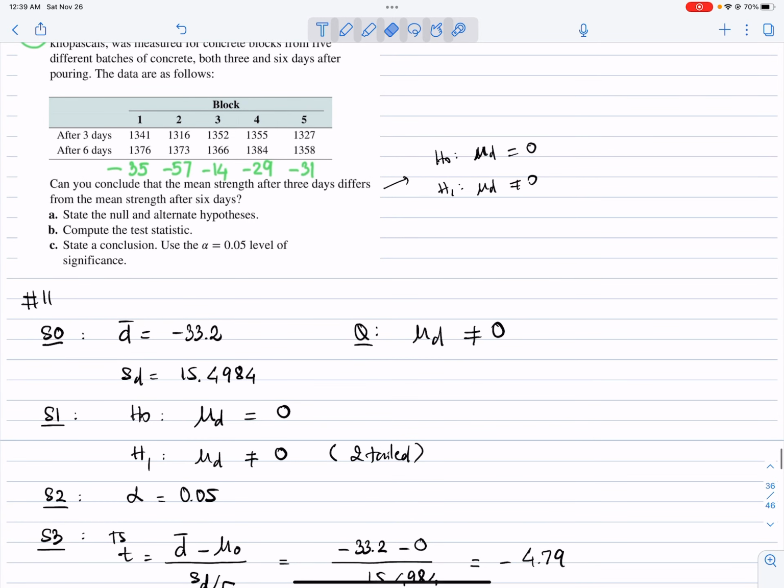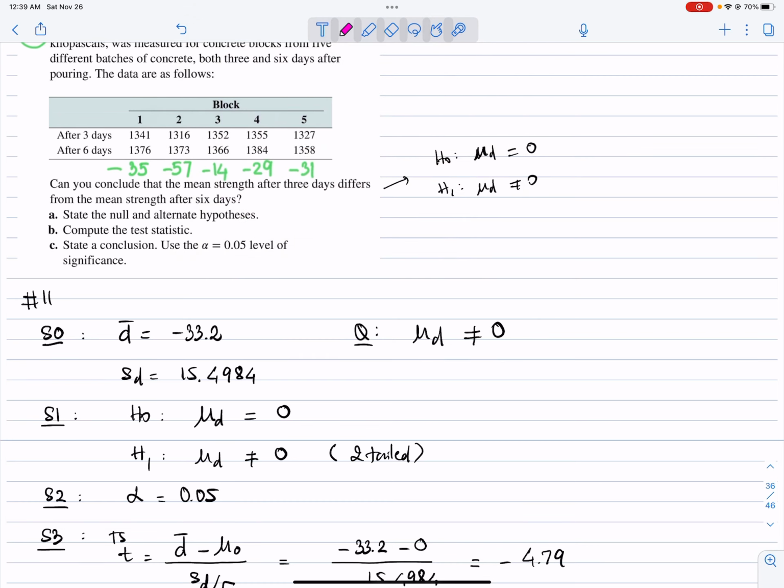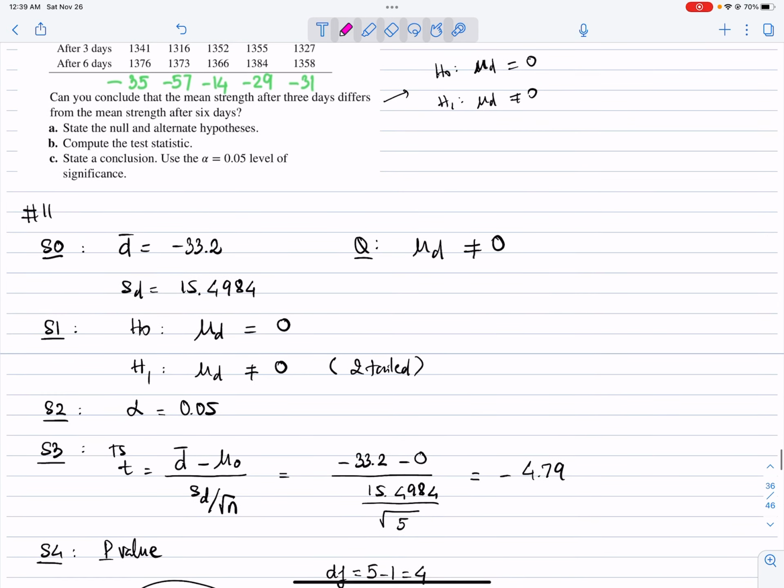So from step 0, after we got the real numbers, we put them in Excel and calculate the d bar and SD. The d bar is AVERAGE and the SD is STDEV. So we got these two numbers. And then we set up the null and alternative hypotheses. We will use a two-tail test. Alpha given in the problem is 0.05.